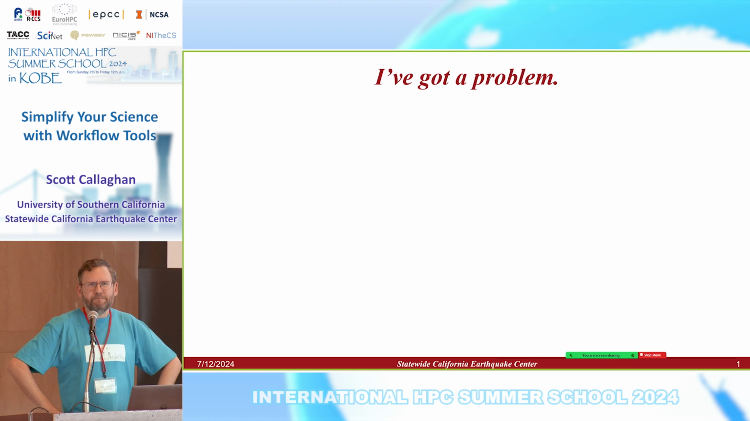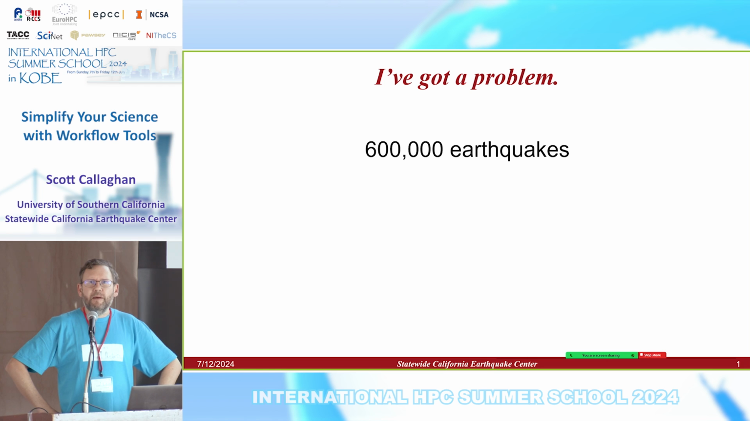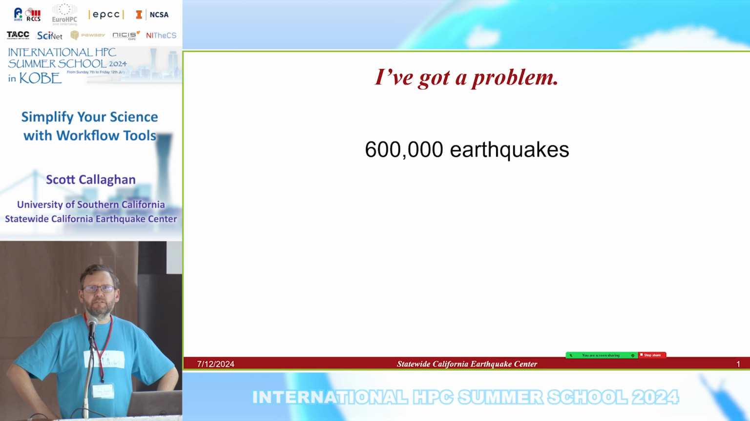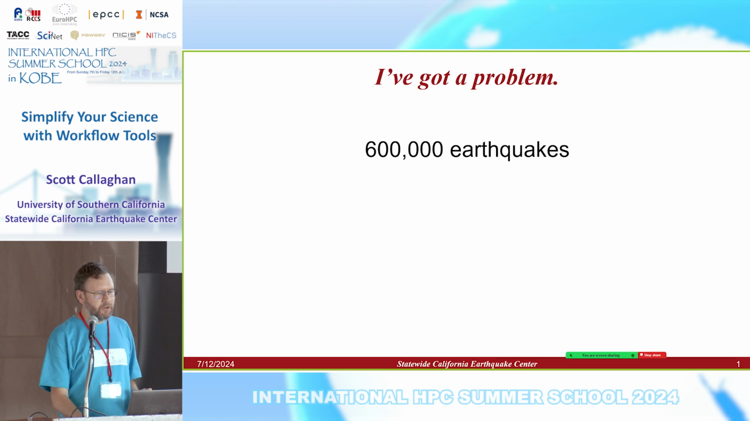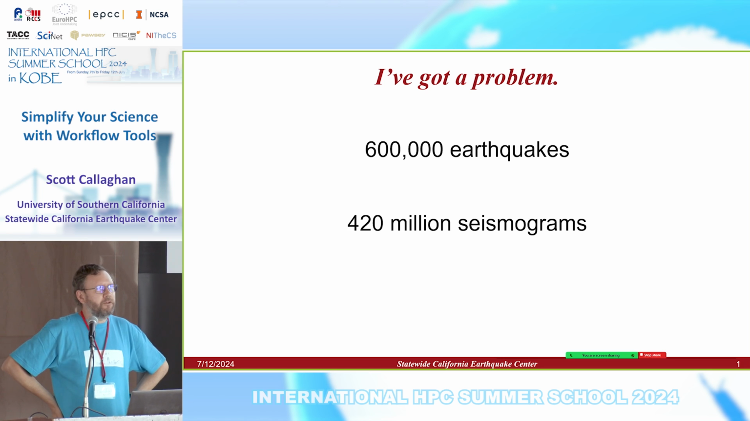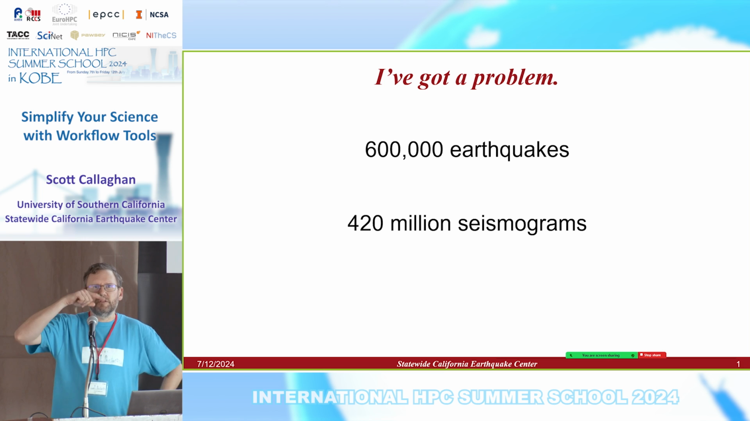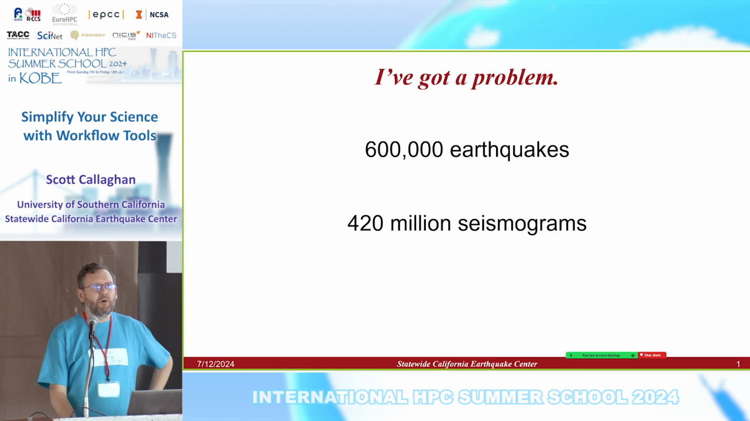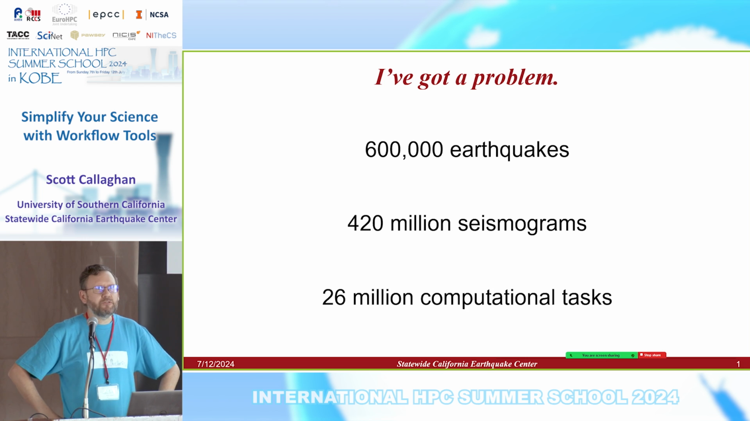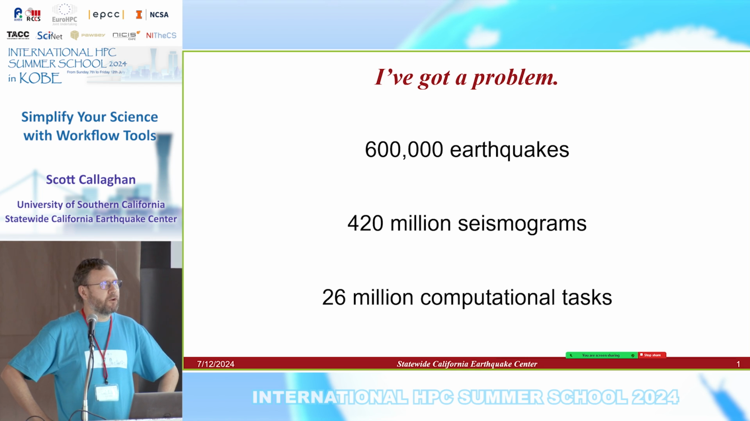So I've got a problem. It's a pretty big problem. I need to simulate about 600,000 different earthquakes in Southern California. And I want to know what the impact is from all of these earthquakes at a bunch of different locations. I want to measure how much the ground will move. So in the end, I'm going to have something like 420 million different seismograms, different little wiggles, that I want to keep track of. In order to calculate all of these seismograms, it's going to take me about 26 million different computational tasks. So I have a pretty big workload ahead of me.